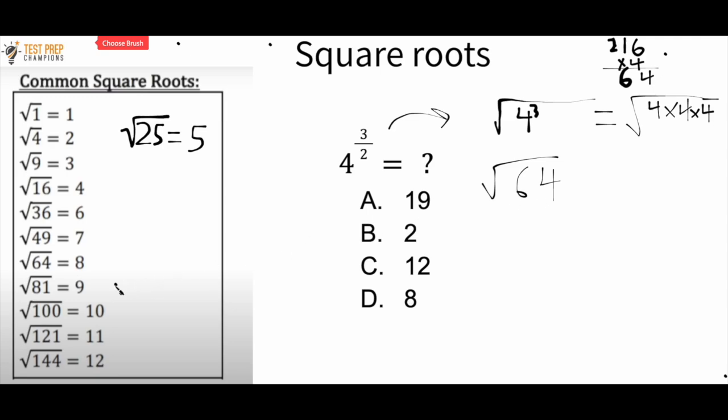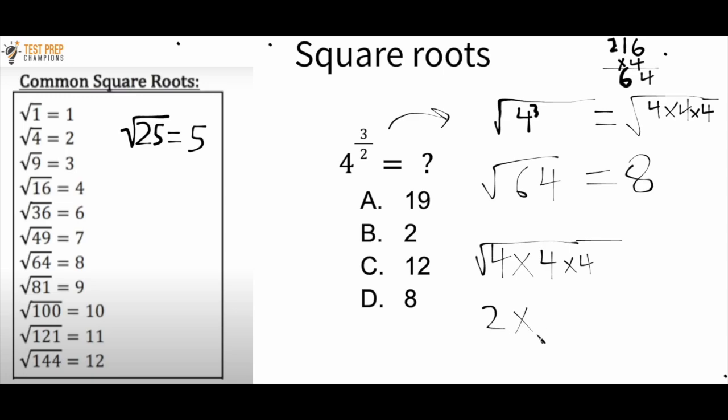Now we know from our list that the square root of 64 equals 8. So that's one way to get the answer. The other way to look at this would be to get to this step, where you have the square root of 4 times 4 times 4, and say, hey, the square root of 4 is 2. So I could just make this 2 times 2 times 2, and 2 times 2 times 2 is 8. So two ways of looking at this that would both get you the same answer.